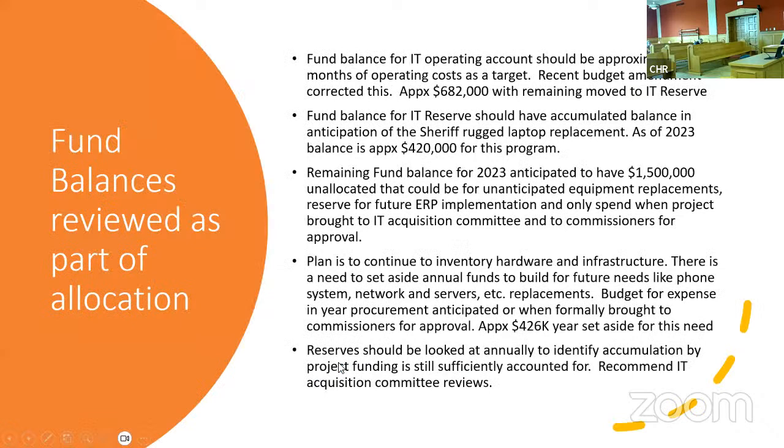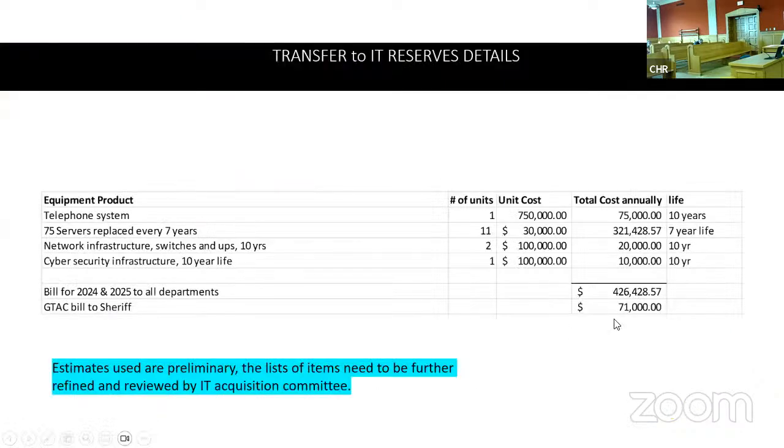Okay, and the GTAC has me a little confused. I thought the sheriff had to pay for that. They do, and they get their own bill for that, and they're paying IT, but IT sets it aside in the reserve account until it's time to purchase all of it at one time. And that's because IT is the one that does the purchasing? Yes.